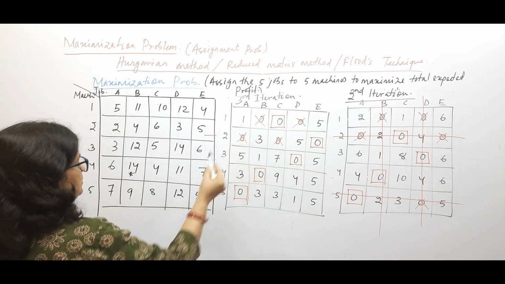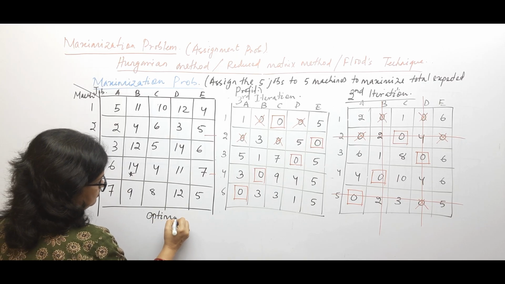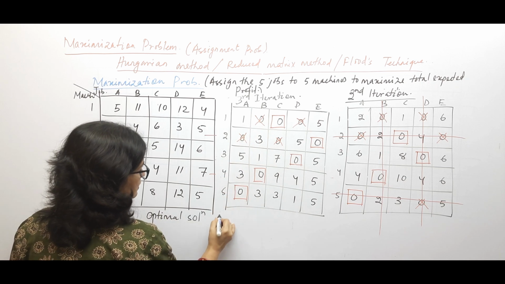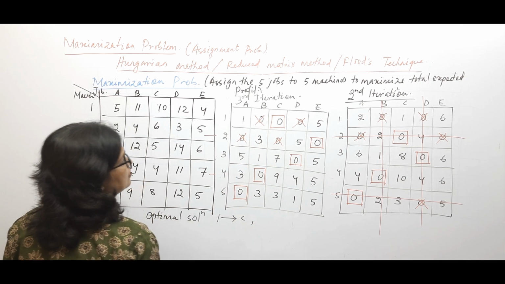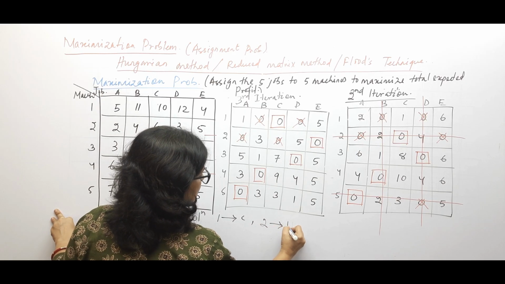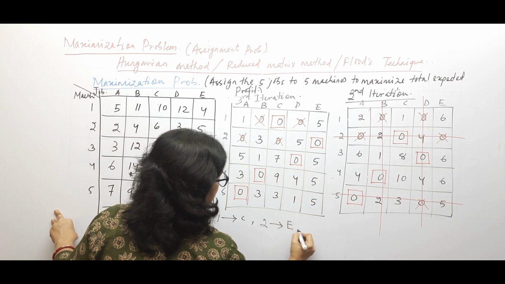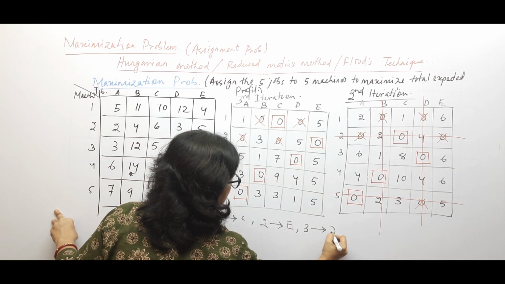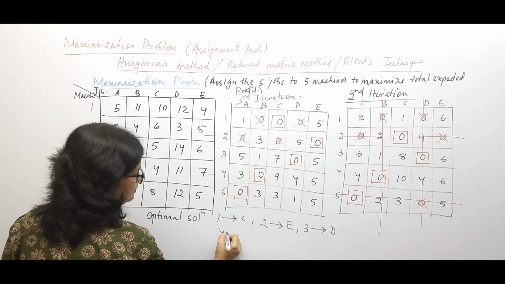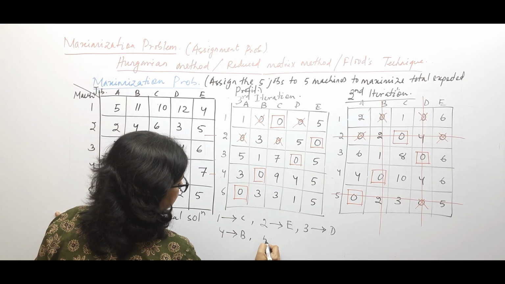So 1 is assigned to C. Let us write the optimal solution. Optimal solution. As 1 is assigned to C, then 2 is assigned to E, then 3 is assigned to D, then 4 is assigned to B, 5 is assigned to A.